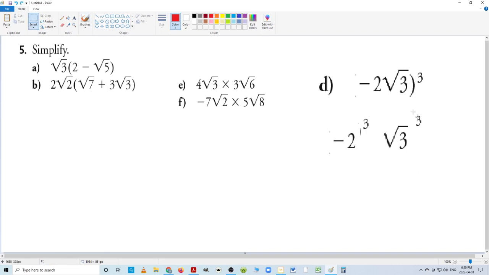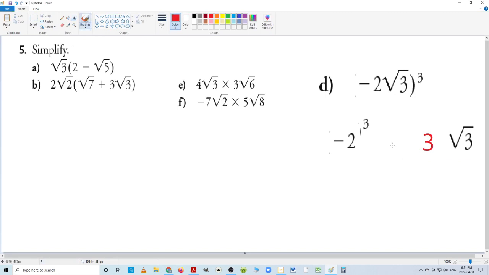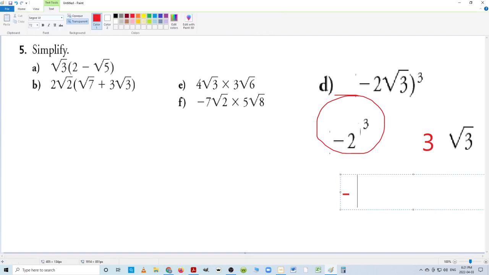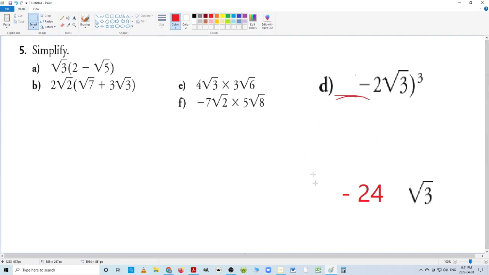Square root of 3 to the power of 3 is the same as square root of 3 times the square root of 3 times the square root of 3. These first two just become 3. So square root of 3 times square root of 3 is simply 3. So that means square root of 3 cubed is 3 times square root of 3. This one here, minus 2 to the power of 3, don't get confused. Minus numbers to odd powers stay negative. So I get negative 8 times 3, which is negative 24, times the square root of 3. And that's my answer for that, right there. That's the simplified version of that.